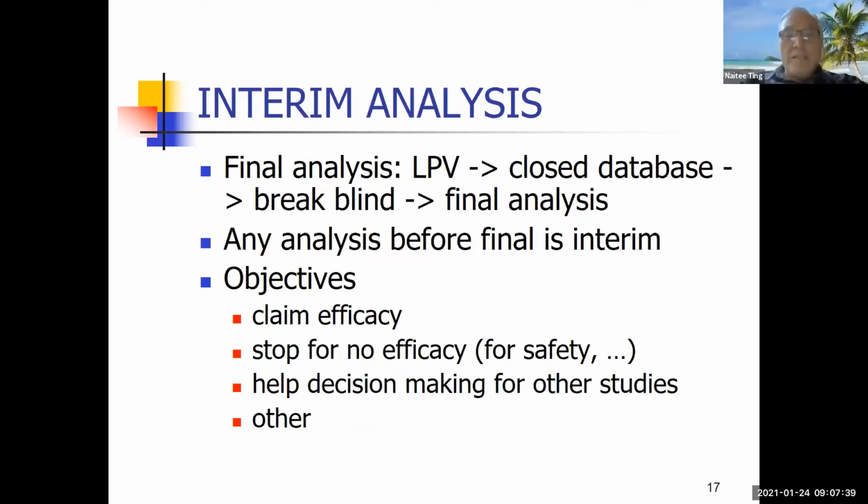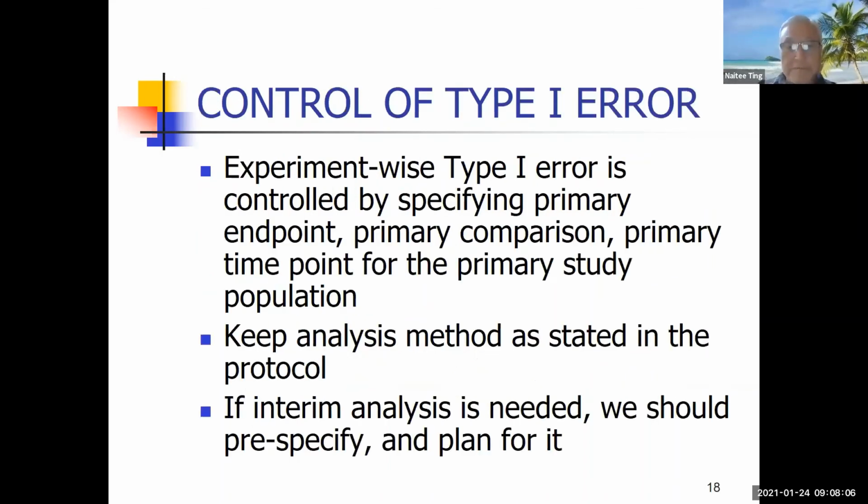So if there's an interim analysis, we need to plan for it, right? Now, what is the final analysis? After the last patient visit, you close the database, you break blind, and you perform final analysis. So any analysis before last patient visit is interim analysis. So what's the objective? All right, you want to claim efficacy, you want to stop for efficacy, help decision making for other studies, stop the drug for no efficacy, all right, or other objectives.